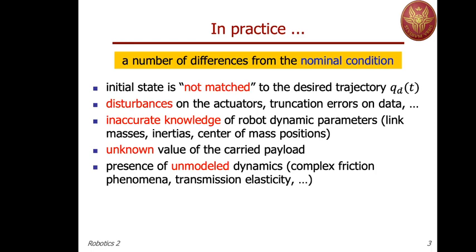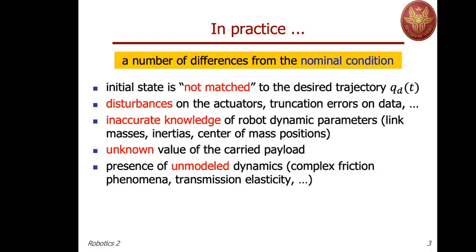Because in practice, there are a number of situations that put us in real conditions which are different from the nominal one. First of all, the initial state may not be matched with the desired trajectory. So we have an initial position or velocity or both errors that should be recovered. If we just apply the feedforward term computed by inverse dynamics, we will never reproduce the trajectory under this condition. And of course, there could be disturbances occurring during motion. The actuators may not deliver exactly the torque that you expect them to deliver. In your computation, you may introduce some small errors due to truncation of data.